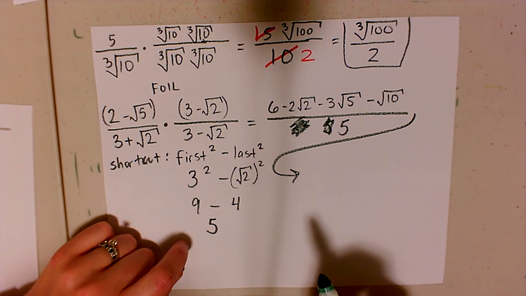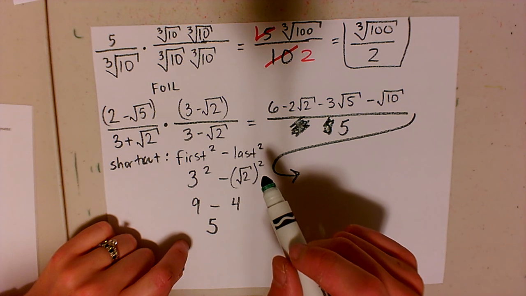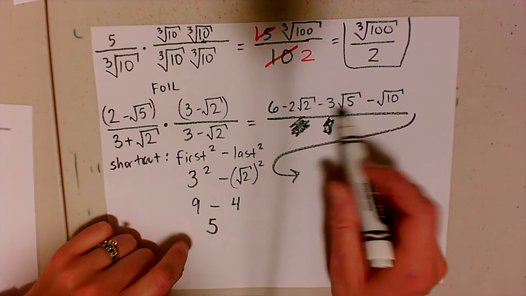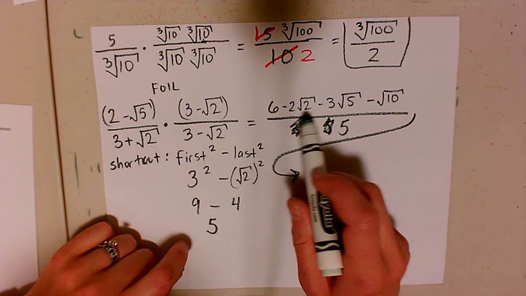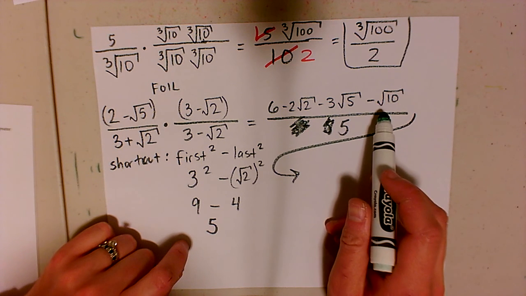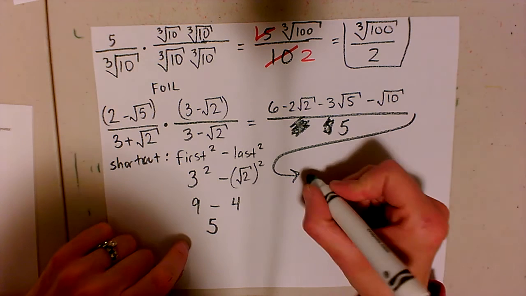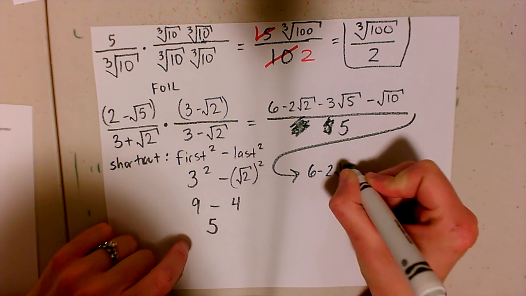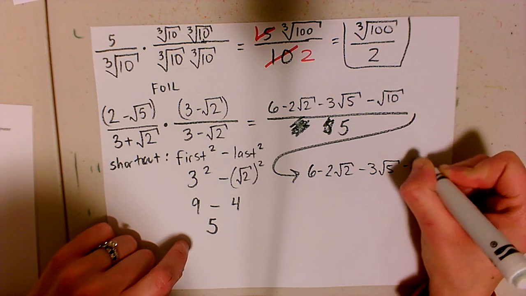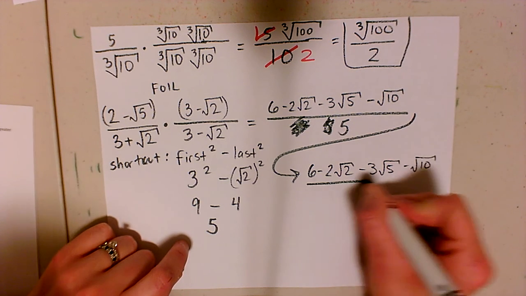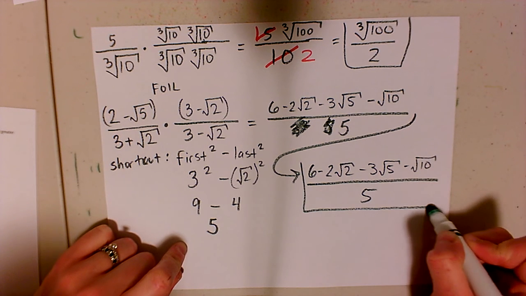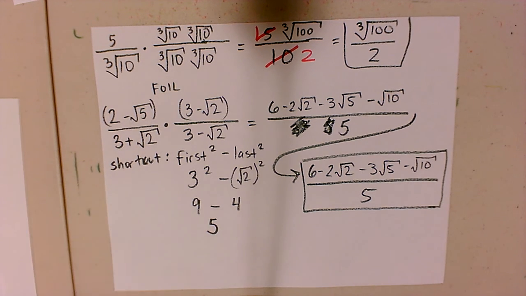So let's see. The only terms that I could combine are what we have here in the middle. So then actually, no, nothing can be combined because all of these roots are different and none of them can be simplified. So your answer is just what you have: 6 minus 2 root 2 minus 3 root 5 minus root 10. None of those can be simplified. All over the denominator. And that's it, and you're all done.